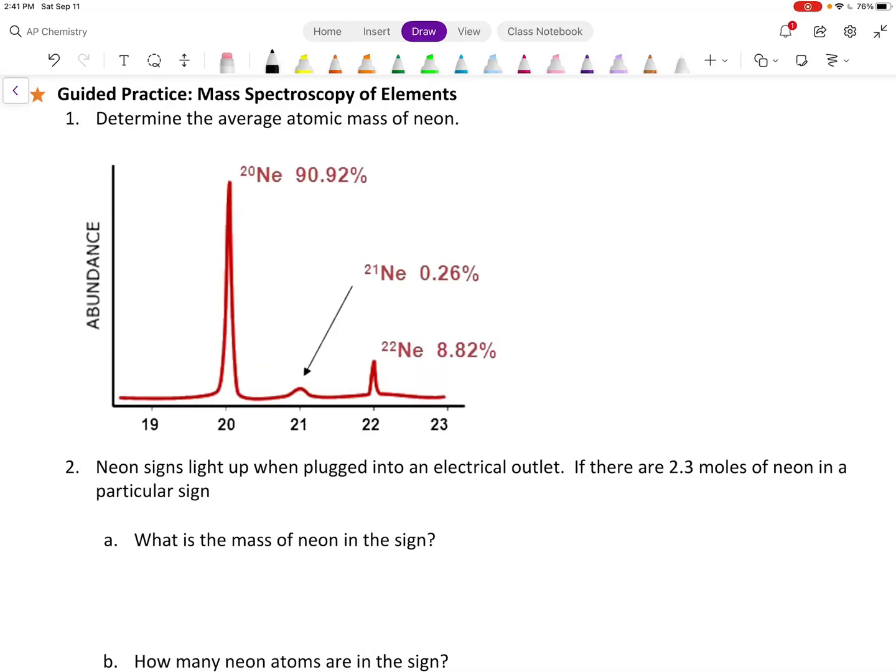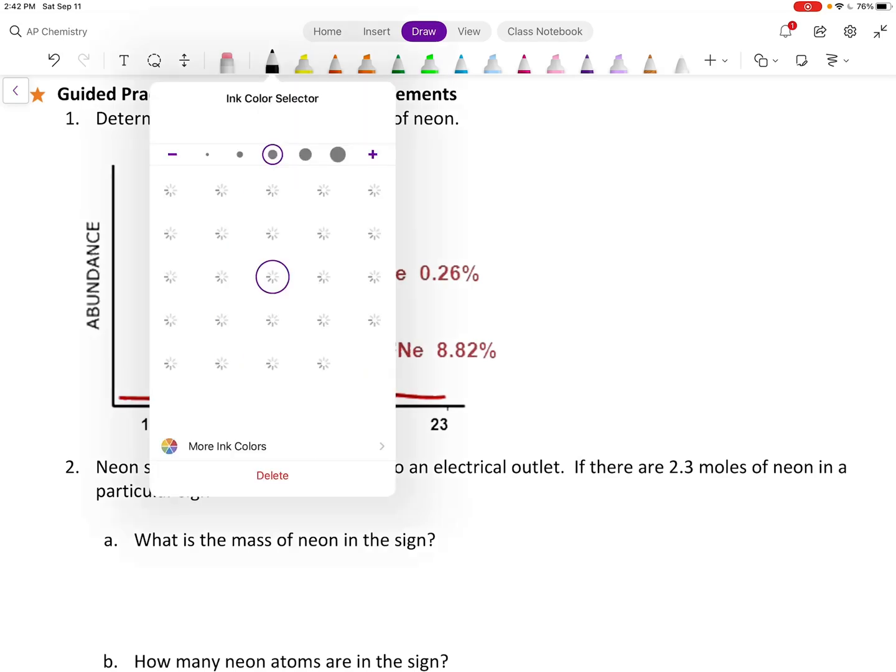Welcome to this AP guided practice on mass spectroscopy of elements. Really what we're attempting to do here is to determine what the average atomic mass is. Sometimes we're given this information in just a written format, and sometimes we're given this information, like in number 1, in some type of a graph. And so we want to be able to take that information and apply it in some different ways.